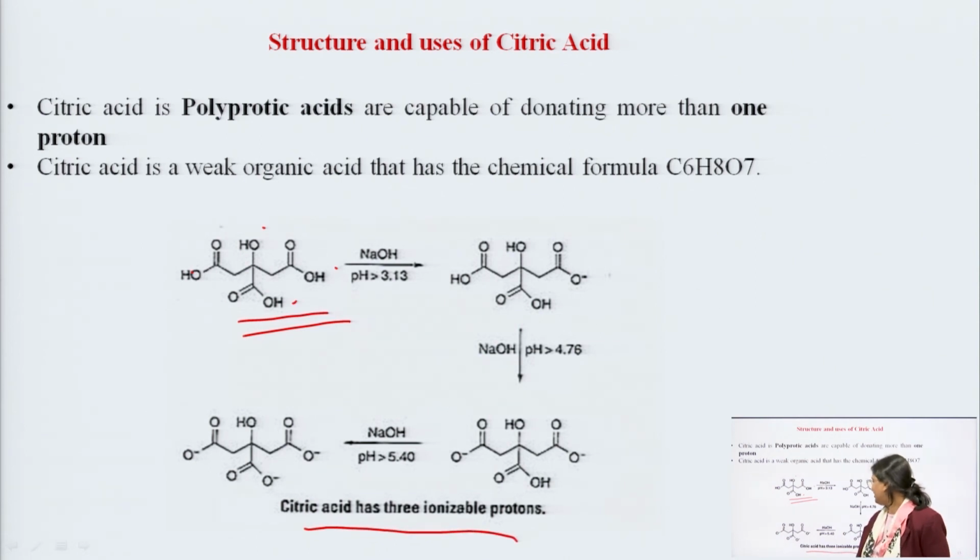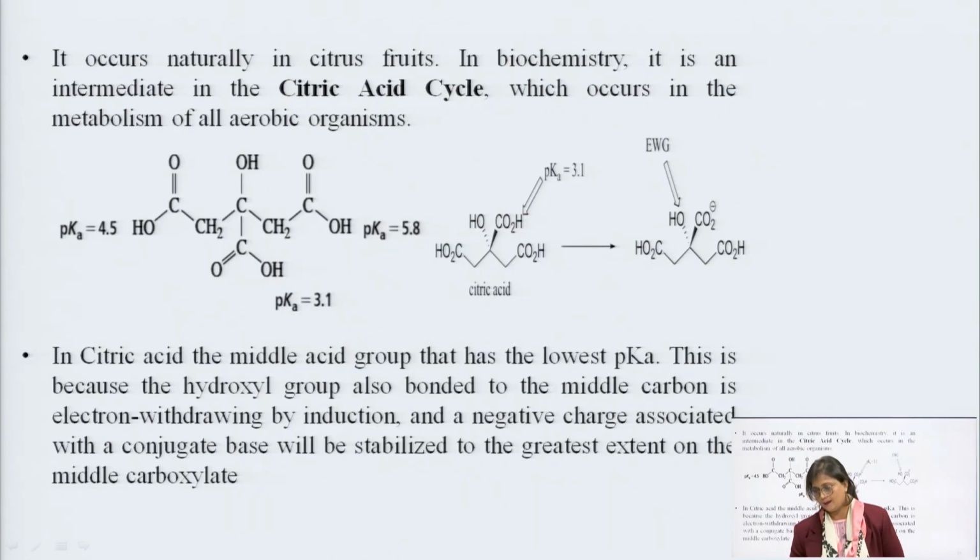Citric acid has 3 ionizable protons, which we can see here. It has 3 ionizable protons, which it can donate. It occurs naturally in citrus fruits. Biochemically, it is used as an intermediate in the citric acid cycle, which occurs in the metabolism of all aerobic organisms.